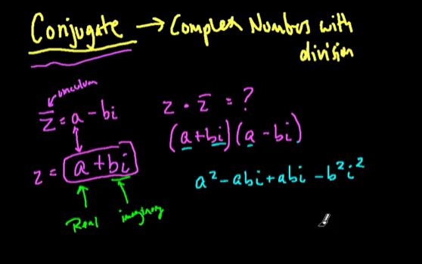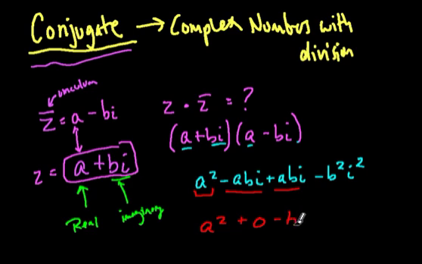So let's just look at why this is really awesome. When we do this, we keep a squared. There it is, all alone, a squared. But it doesn't matter what we start with, this is a general equation, right? As long as it's the conjugate, we're going to get a negative abi and a positive abi. Those are opposites, that adds to 0. And then minus b squared times i squared.